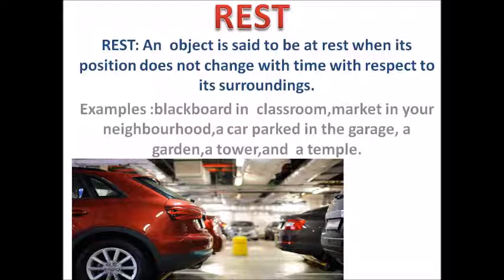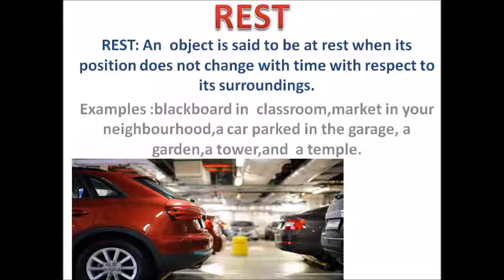An object is said to be at rest when its position does not change with time with respect to its surrounding. Example, the blackboard in your classroom, it is at rest. Why? Because its position does not change with respect to the room. Other examples of rest are a car parked in the garage, a garden, a tower, and a temple. All these are at rest as their positions are fixed and do not change with time.